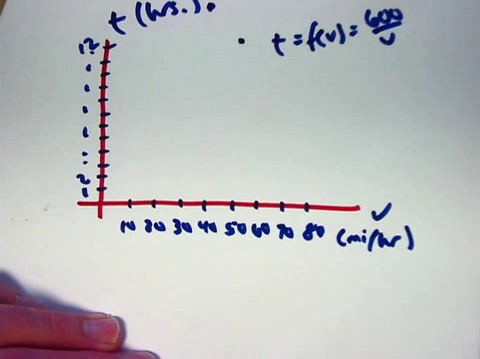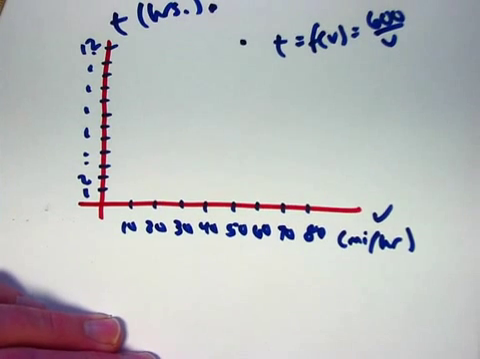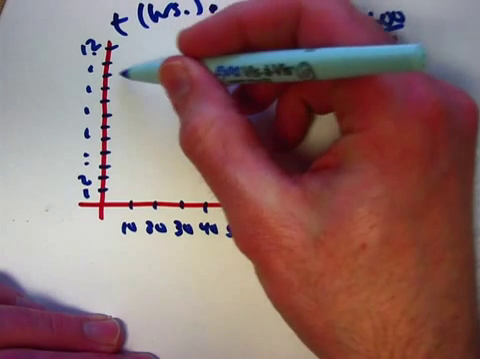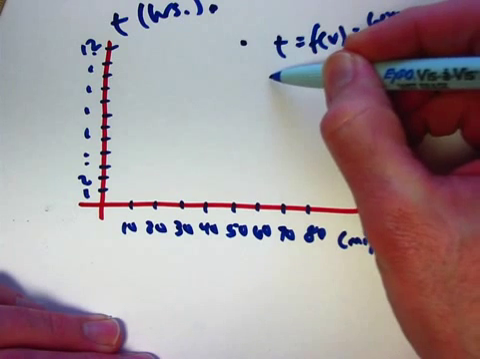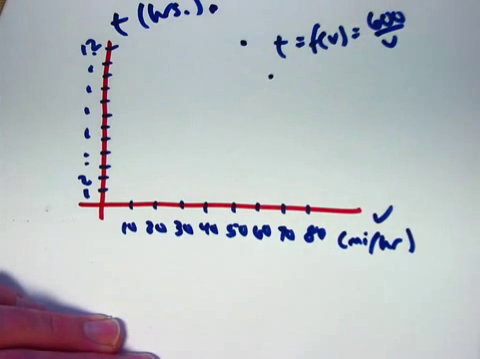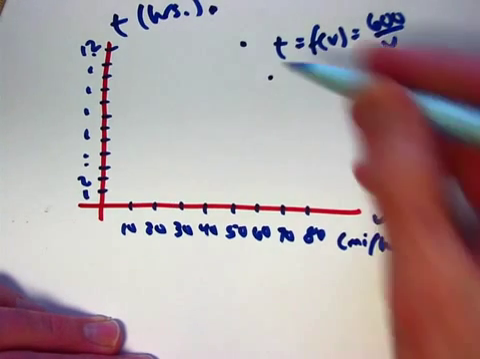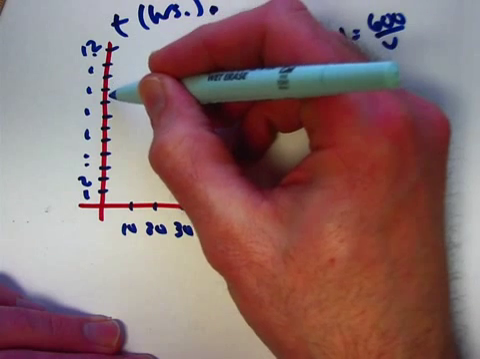I should have made my vertical scale differently here, but 600 divided by 60, that's 10. Doing this quickly. 600 divided by 70, that's 8.57, right around here.